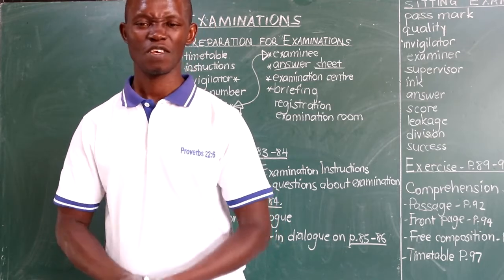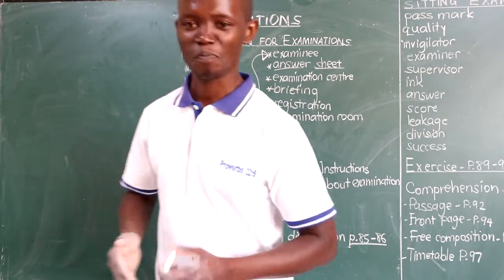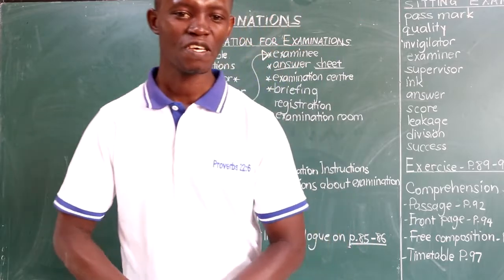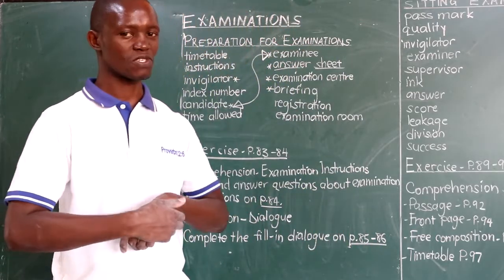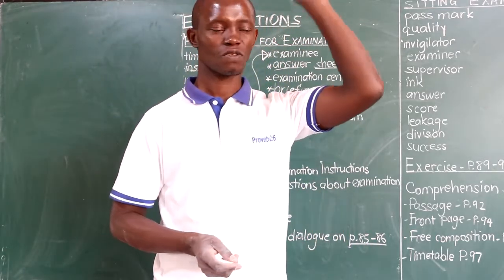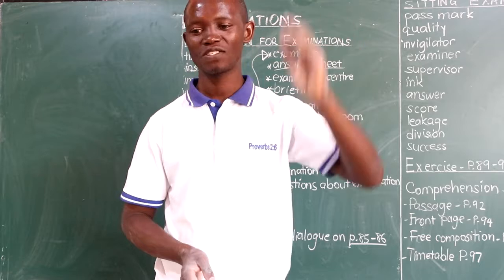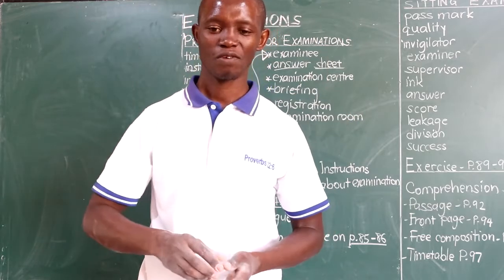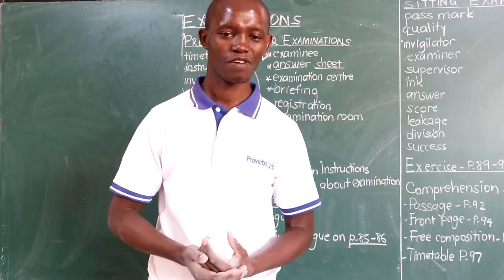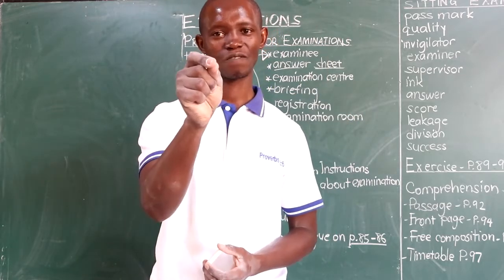If your paper falls down, don't bend to pick it. When you bend, it will appear like you want to cheat. Instead, put up your hand. The invigilator will come, he will pick it for you, he will do everything for you. But those are just examples.